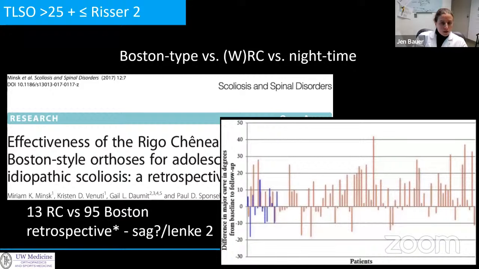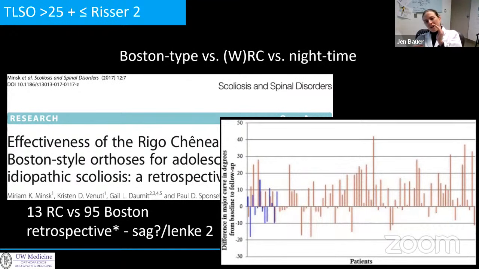There are some studies that do promote the use of this WRC brace, which really focuses more on holding rotation for these patients. This is one of the main studies that people point to, but it was just a trial of 13 versus 95. It was retrospective. So there are some curves that do better in an Erigo-Chenot brace and some that do worse because it really pushes up a shoulder.